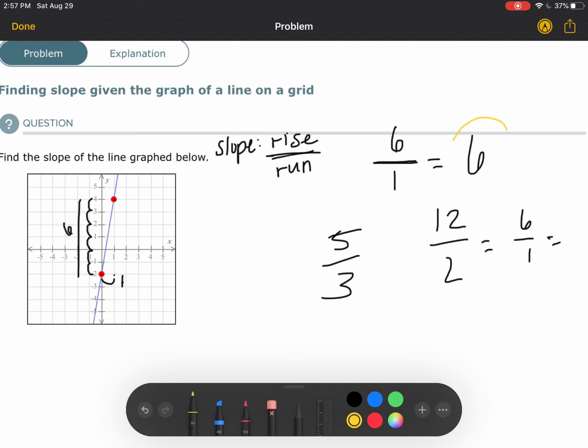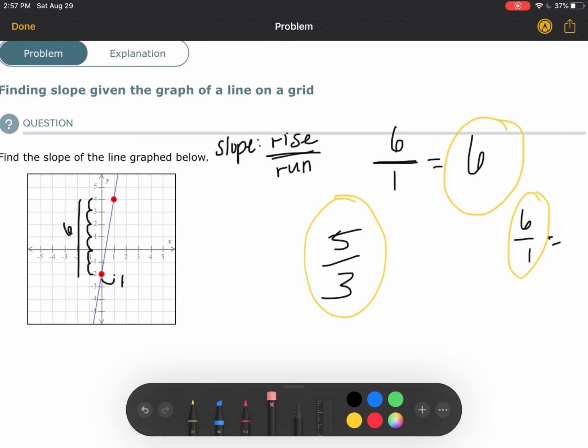So let me just review for you. This is an acceptable way of writing it. This is an acceptable way. So if you have 6 or 6 over 1, that's fine. 5 over 3 is a simplified fraction. Even though it is improper, that is acceptable. But if you can simplify the fraction, that is not correct. You can't put it in that format.